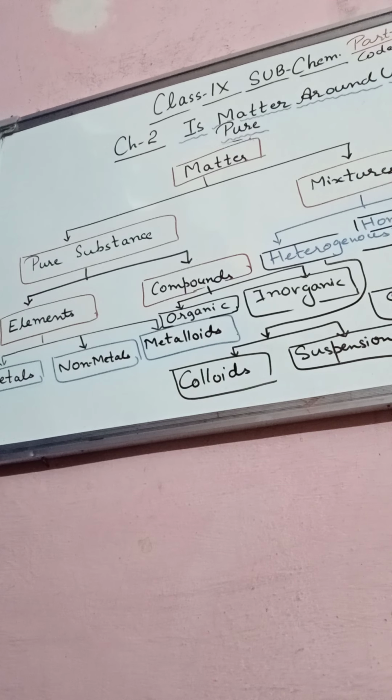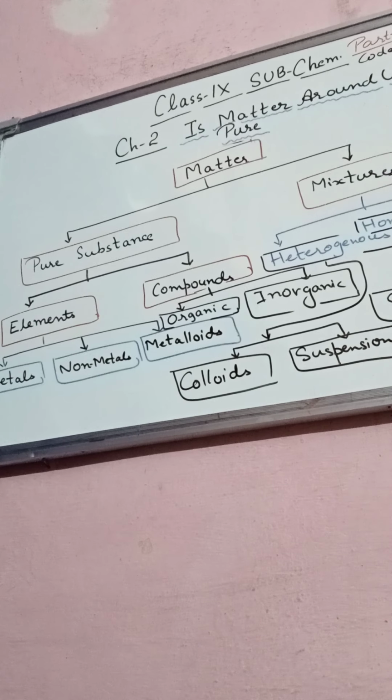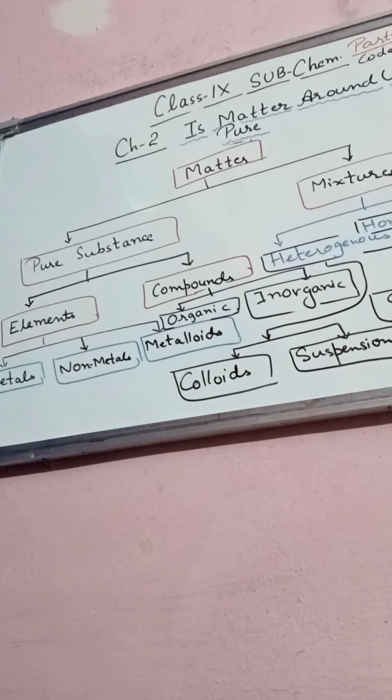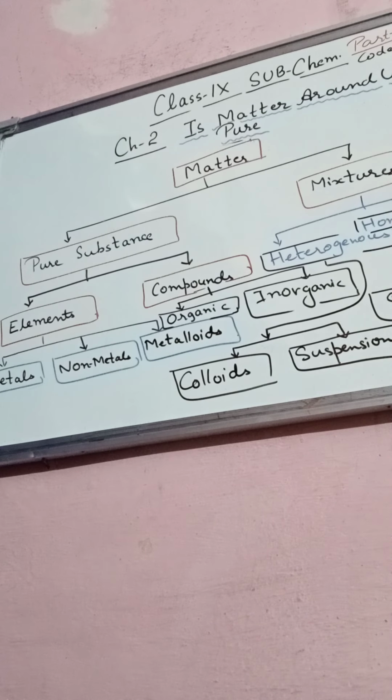And a heterogeneous mixture does not have uniform composition. That means a heterogeneous mixture is made up of visibly different substances that can be physically separated. For example, sand and water, which you can separate, or chalk powder added to water. So these are the important points of homogeneous and heterogeneous mixtures.